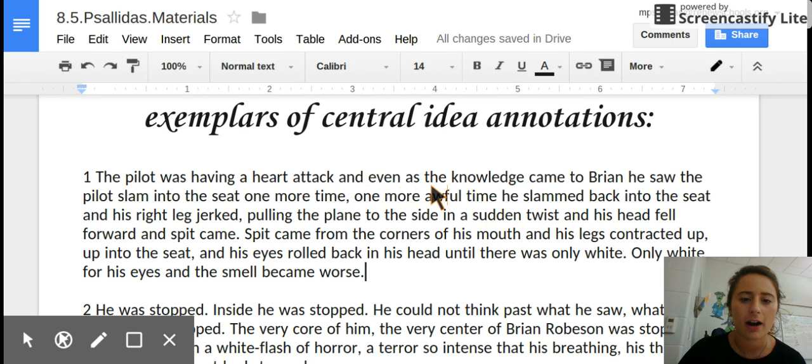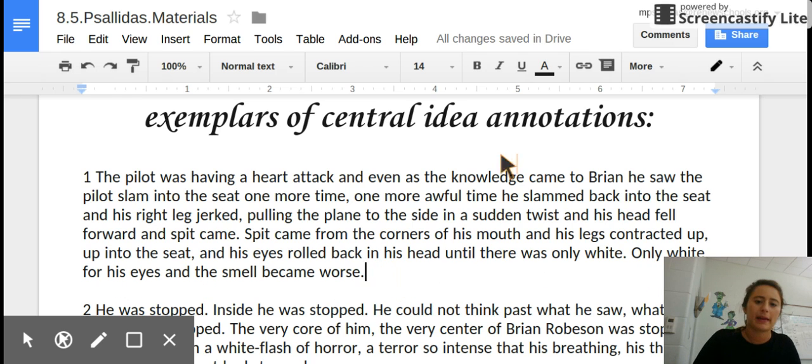The pilot was having a heart attack, and even as the knowledge came to Brian, he saw the pilot slam into the seat one more time. One more awful time, he slammed back into the seat and his right leg jerked, pulling the plane to the side in a sudden twist, and his head fell forward and spit came. Spit came from the corners of his mouth, and his legs contracted up into the seat, and his eyes rolled back in his head until there was only white. Only white for his eyes, and the smell became worse.